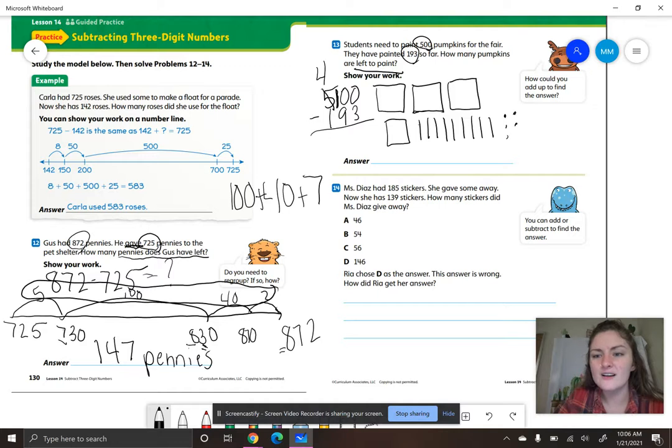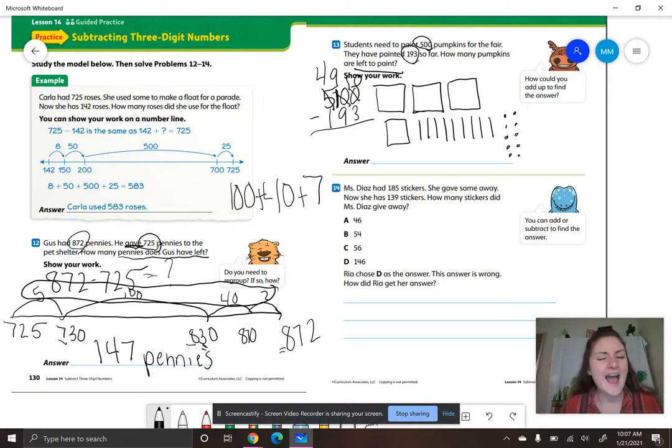3, 4, 5, 6, 7, 8, 9, 10. So now I still have 400s. How many tens do I have now? I have 9 tens in my whole. And how many ones in my whole? 10 ones. Repeat after me.